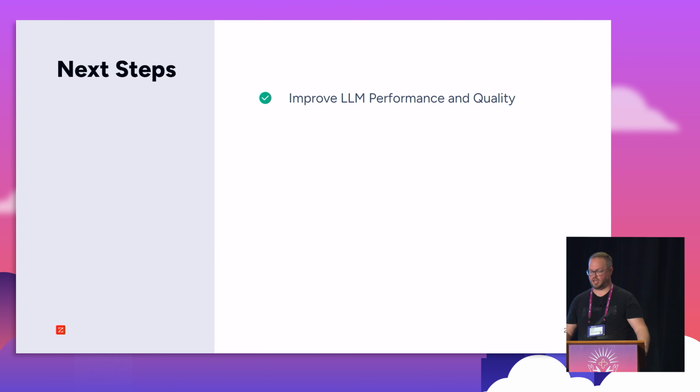Some next steps that we have for this project are that we're always looking to improve our LLM performance and quality. We're constantly tweaking our prompts to try and get better responses from the LLM. And as you know, LLMs are constantly increasing the size of the context that they can handle. So as that increases, we could potentially use all of that raw email data versus having to summarize each email thread first.